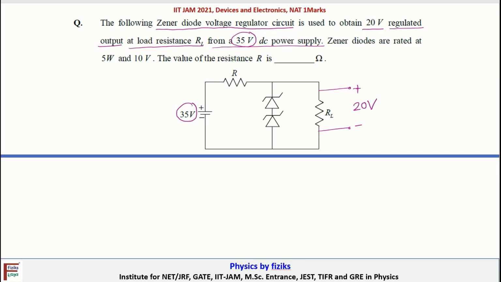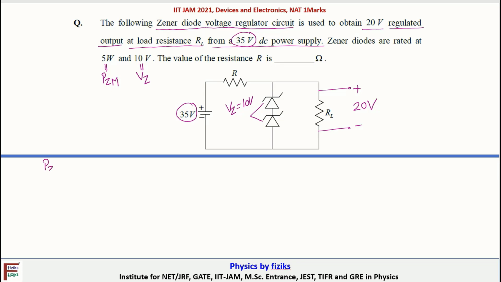Zener diodes are rated at 5 watt. So this 5 watt is PZM, the maximum power dissipated across the Zener. And this 10 volt is the Zener diode voltage. So this VZ is the breakdown voltage, that is 10 volt for each Zener diode. So let's see what will be IZM.